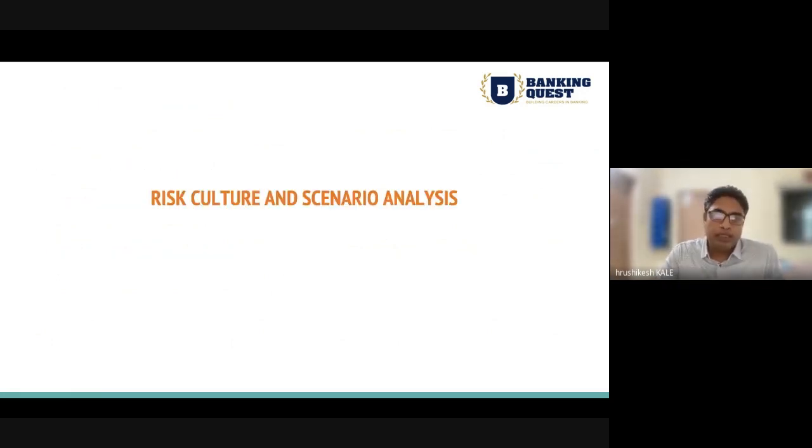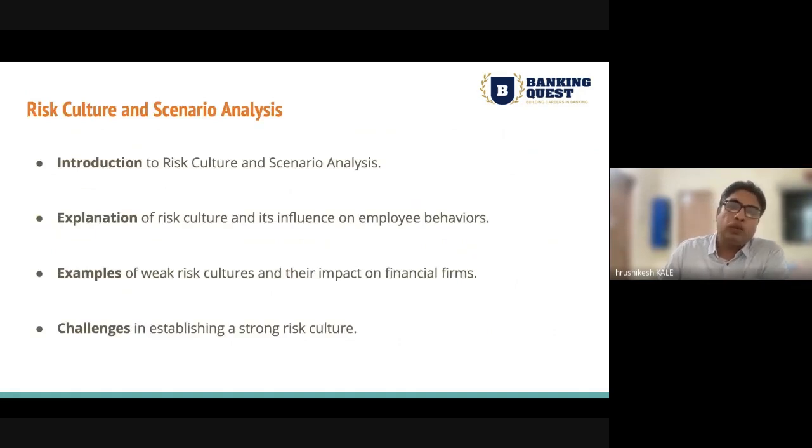Okay, risk culture and scenario analysis. Now, what is scenario analysis? So basically what we do is we take different scenarios, let's say 1, 2, 3, 4, 5. In scenario 1, let's say our revenue decreases by 10%. In scenario 2, the revenue doesn't increase nor decrease. In scenario 3, the revenue will increase by merely 5%. In scenario 4, revenue will increase by 20%. And scenario 5, revenue will increase by 40%.